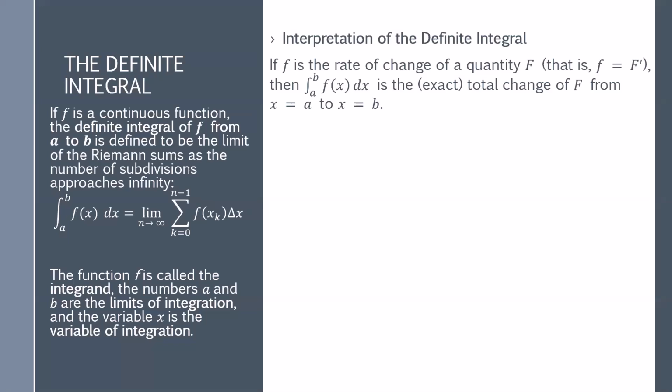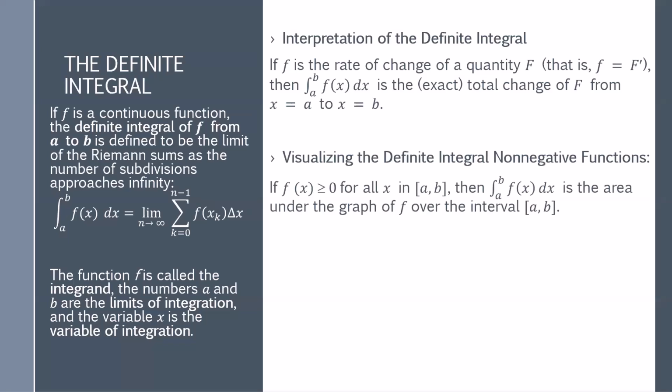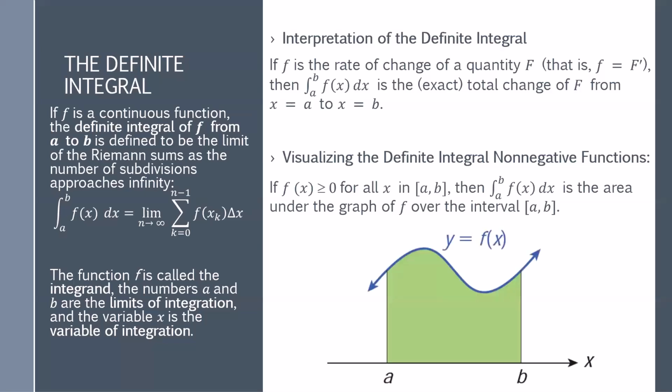If f is the rate of change of a quantity capital F, then the integral from a to b of f of x dx is called the total change of capital F from a to b. If f of x is greater than or equal to 0 for all x on some interval [a, b], then the integral from a to b of f of x dx can be thought of as the area under the graph of f over the interval from a to b. For example, the green shaded area in this diagram.